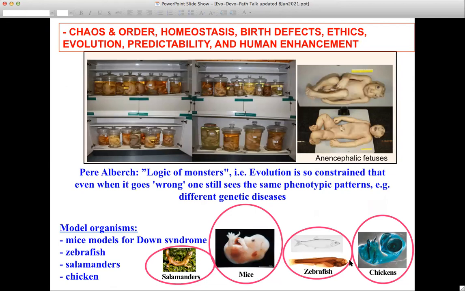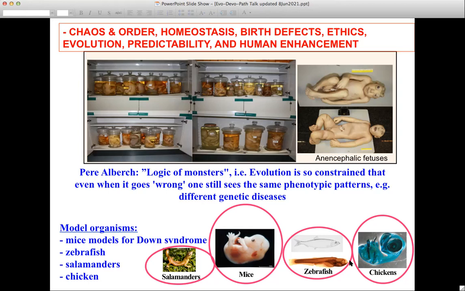So it seems already, and I don't like to talk about this name in the sense that it's an ill name, but Pere Alberch did it to simplify, right? The logic of monsters. Of course, not even the lambs or people are monsters. They are no monsters. It's a social construction. But it's a way to say that even when there are huge developmental pathologies, there is still some logic, the constraints of development, the constraints of evolution.